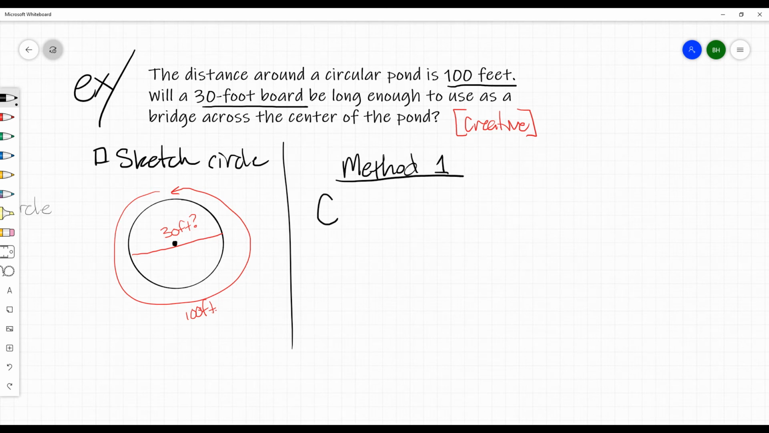We know the circumference of a circle equals 2 pi r. In this problem, we know the diameter of the circle, or what we want to test, is going to be 30 feet. Which means what we could do is locate the radius, which we said earlier is half of the diameter. Half of 30 is 15. And we can test whether or not this value of r equals 15 will help us get across a pond that has a circumference of 100.